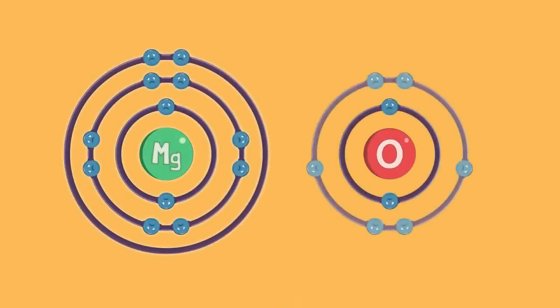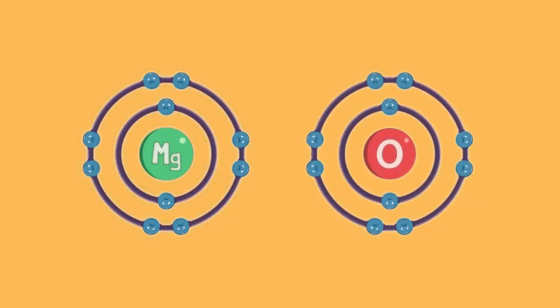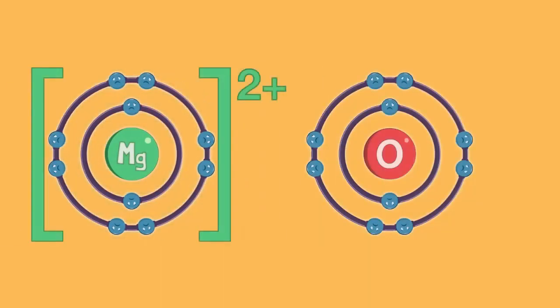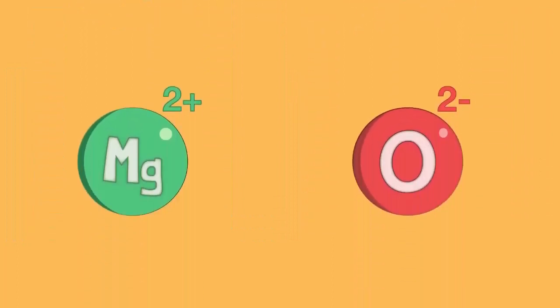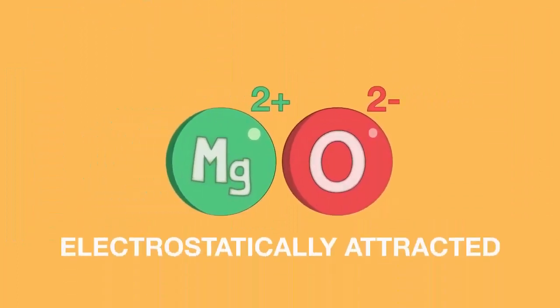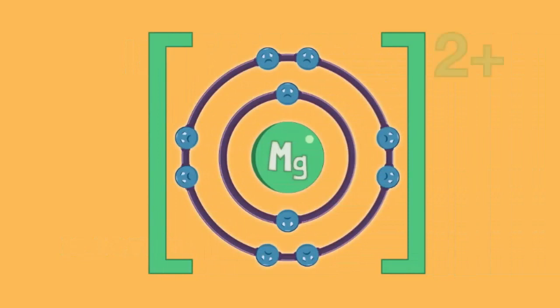Magnesium transfers 2 electrons to oxygen, forming magnesium 2 plus and oxygen 2 minus. The resulting ions are electrostatically attracted to one another, forming an ionic bond. Did you remember to include the charges on the ions?